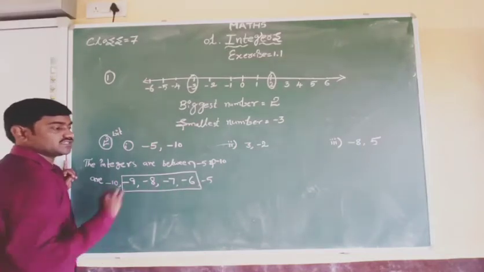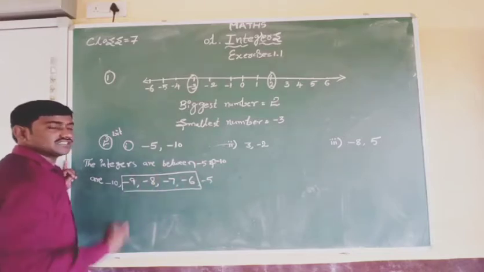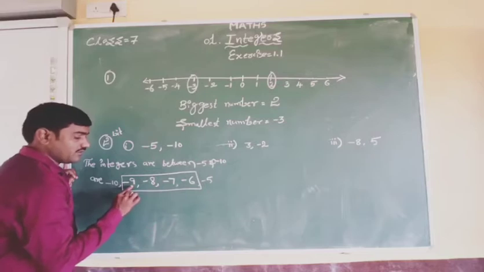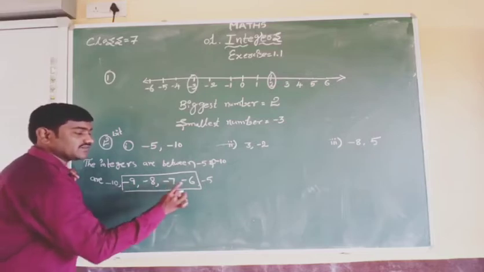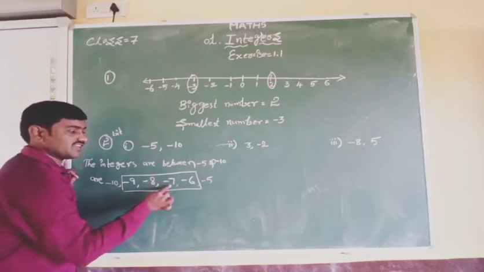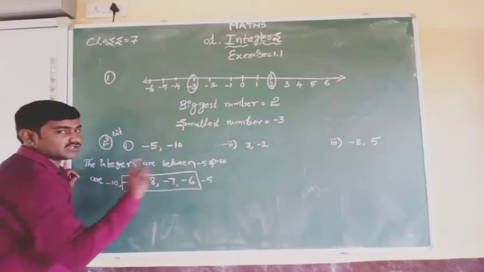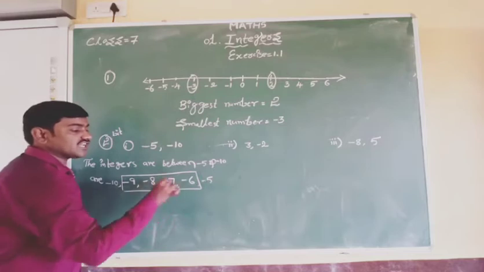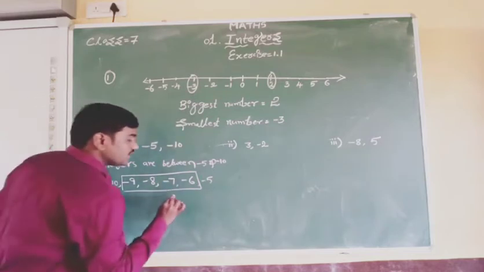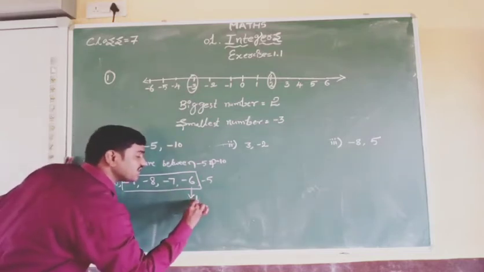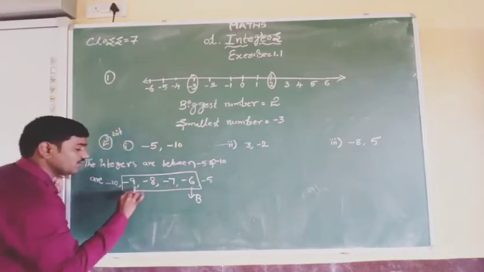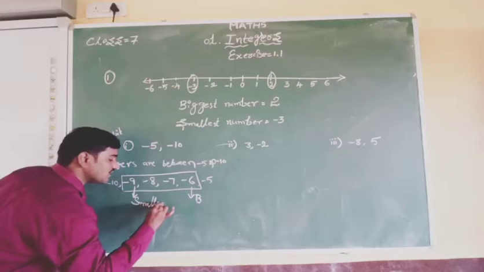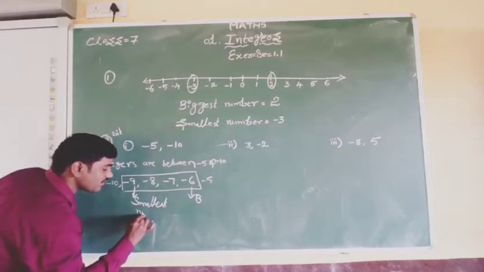Now from these integers, minus 9, minus 8, minus 7, minus 6, or minus 6, minus 7, minus 8, minus 9, in this way also you can write. From these integers, which is the biggest one and which is the smallest one? So here minus 6 is the biggest number, minus 9 is the smallest number.